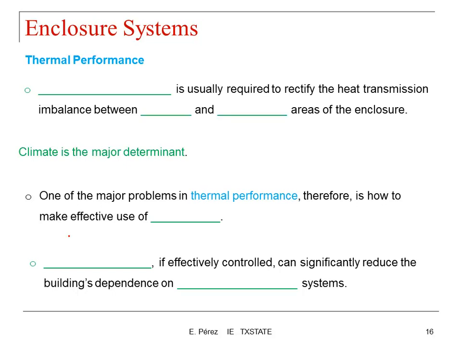So in terms of thermal performance, the thermal performance is usually required to rectify the heat transmission between the inside and the outside of the facility. So here the climate is the major determinant, and one of the major problems in thermal performance is how to make effective use of the solar gain.